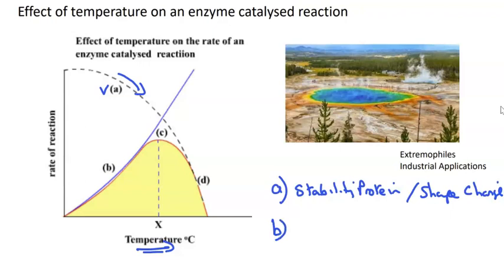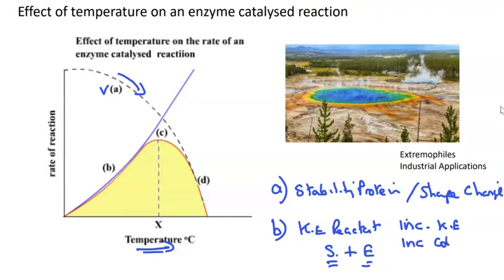At the same time, we should consider the kinetic energy of the reactants, that is, the substrate and the enzyme. As their kinetic energy increases, they are moving more. Therefore, we have increased collisions, and that would lead to an increased rate of reaction.